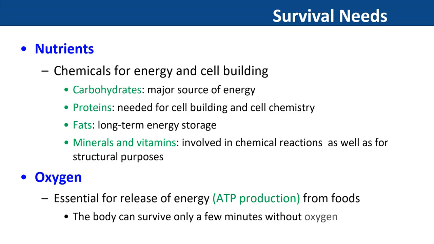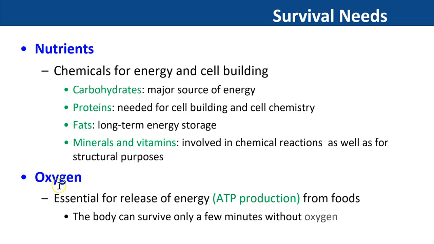Nutrients, which the body takes in through food, provide chemicals that serve as a source of energy and cell building. The carbohydrates are the major source of energy for body cells. Proteins are essential for building cell structures. Fats provide long-term energy storage, and we also need minerals and vitamins for the chemical reactions that go on in cells and for oxygen transport in the blood.